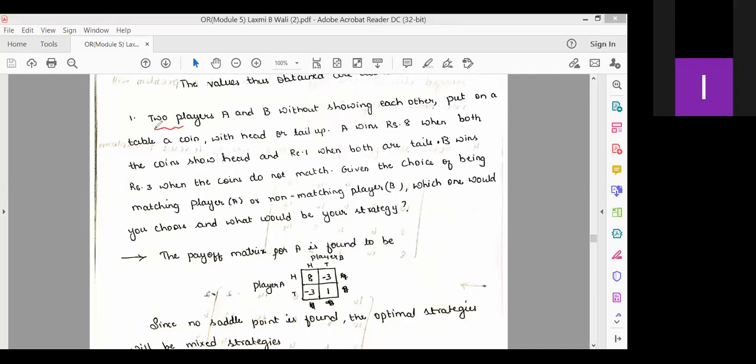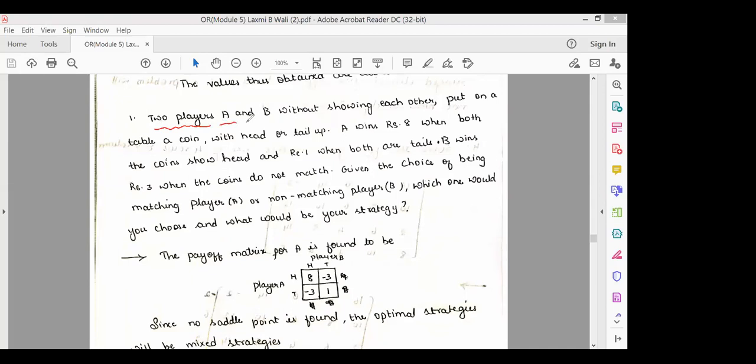So here, two players, player A and B, without showing each other, put a coin on a table. Now we have two players A and B. What are they doing? They are throwing the coin, and they are checking whether they are getting head or tail up.